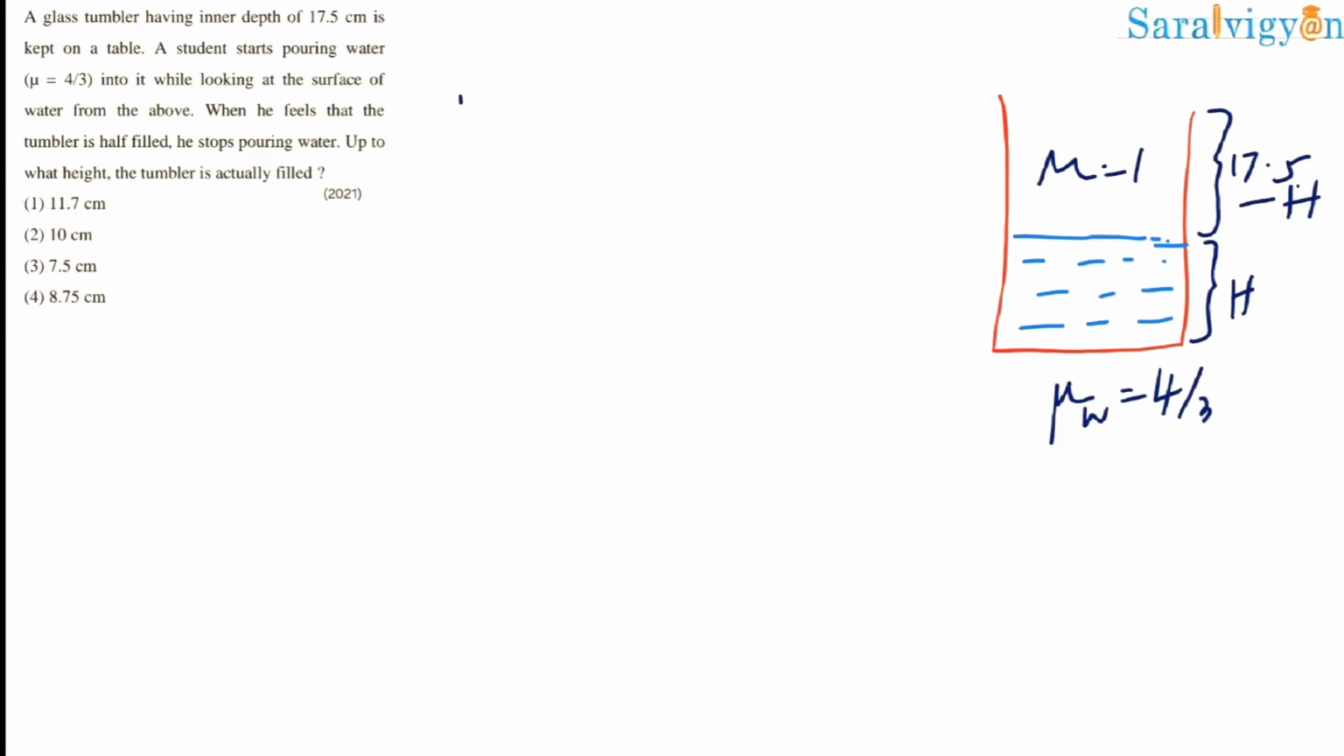So to find the height of the water observed by the observer, height observed is equal to h, this real height, divided by μ water, that is 4/3. So it is equal to 3h/4. And if the person thought that it was correctly half, that means the height of air observed and the height of water observed will be the same.